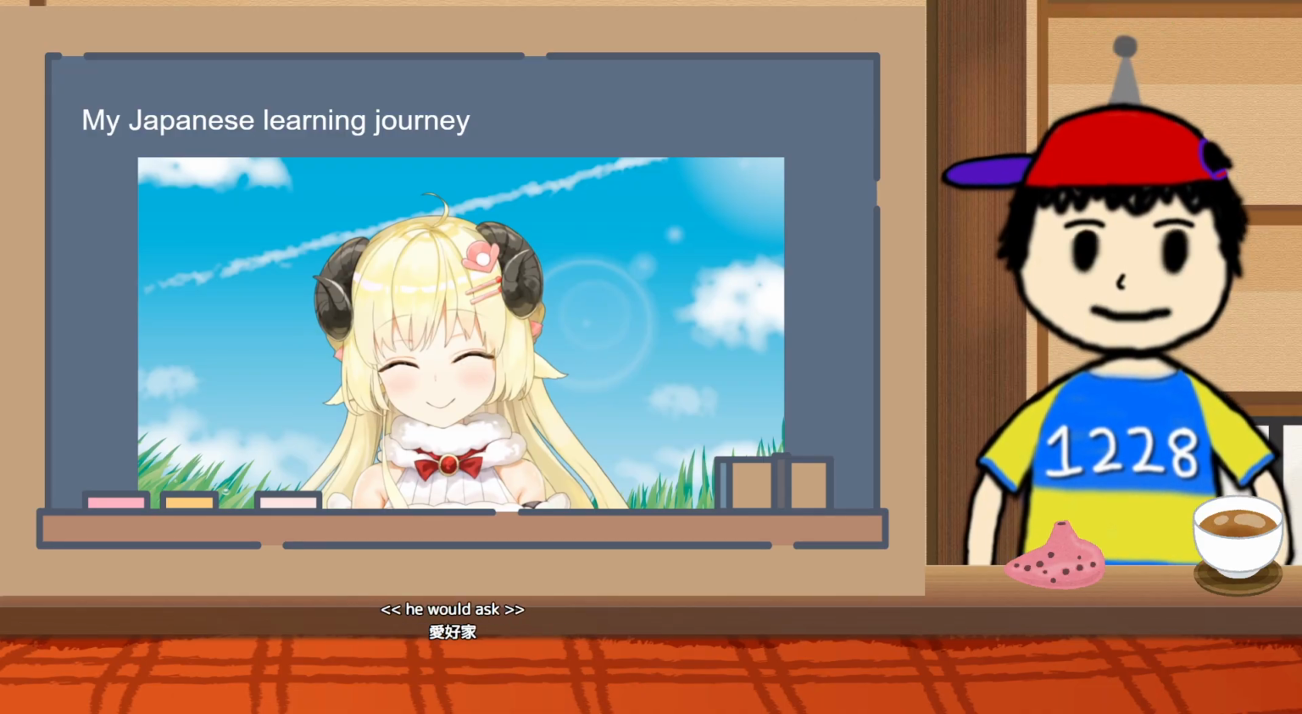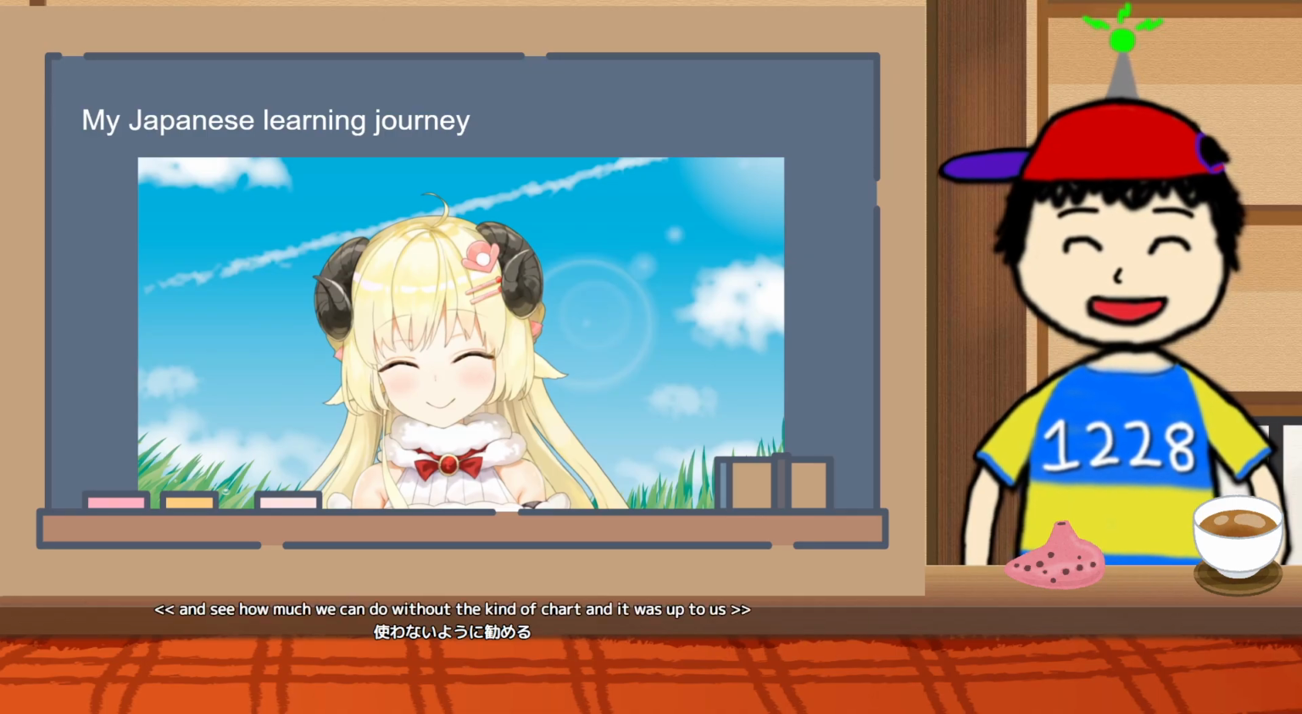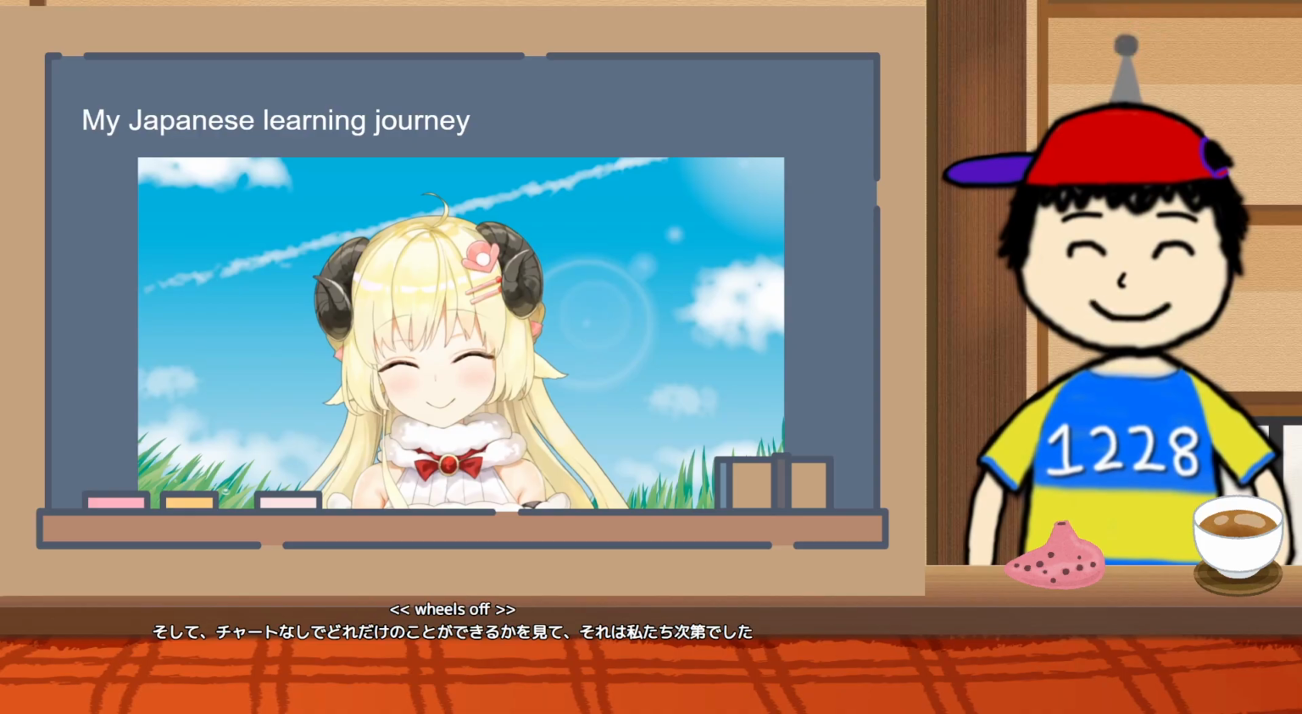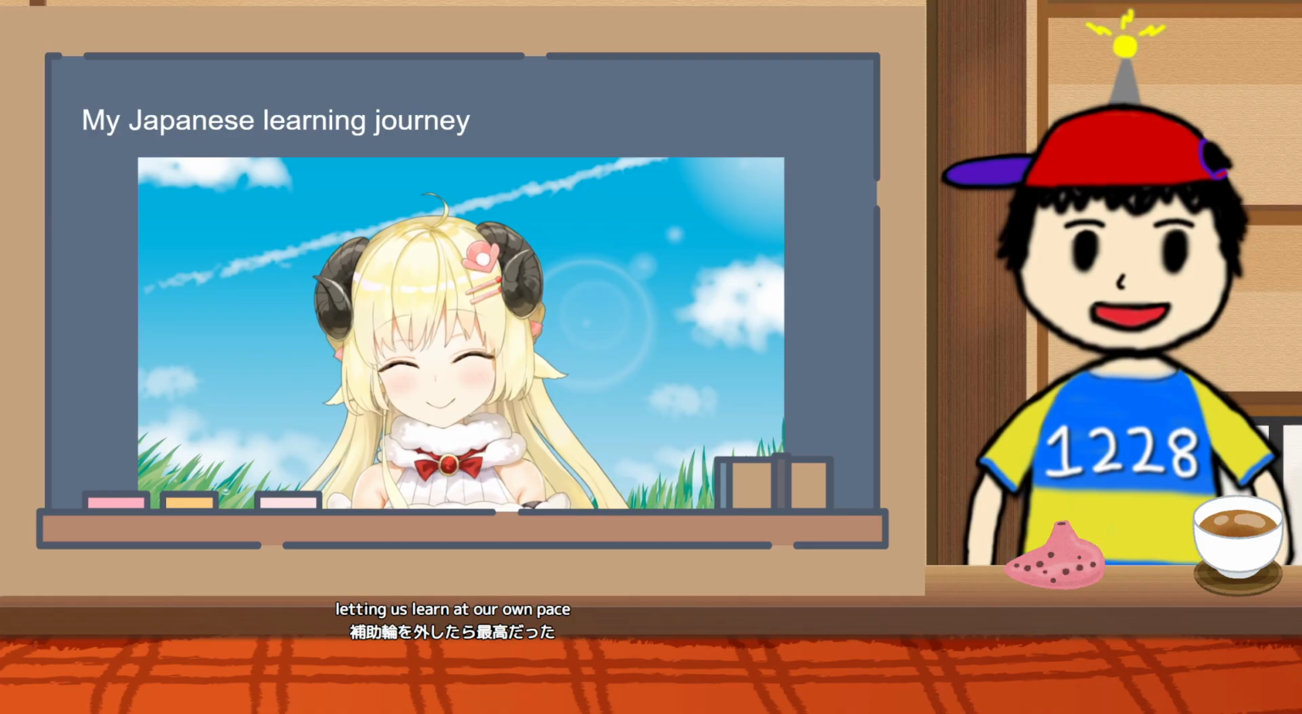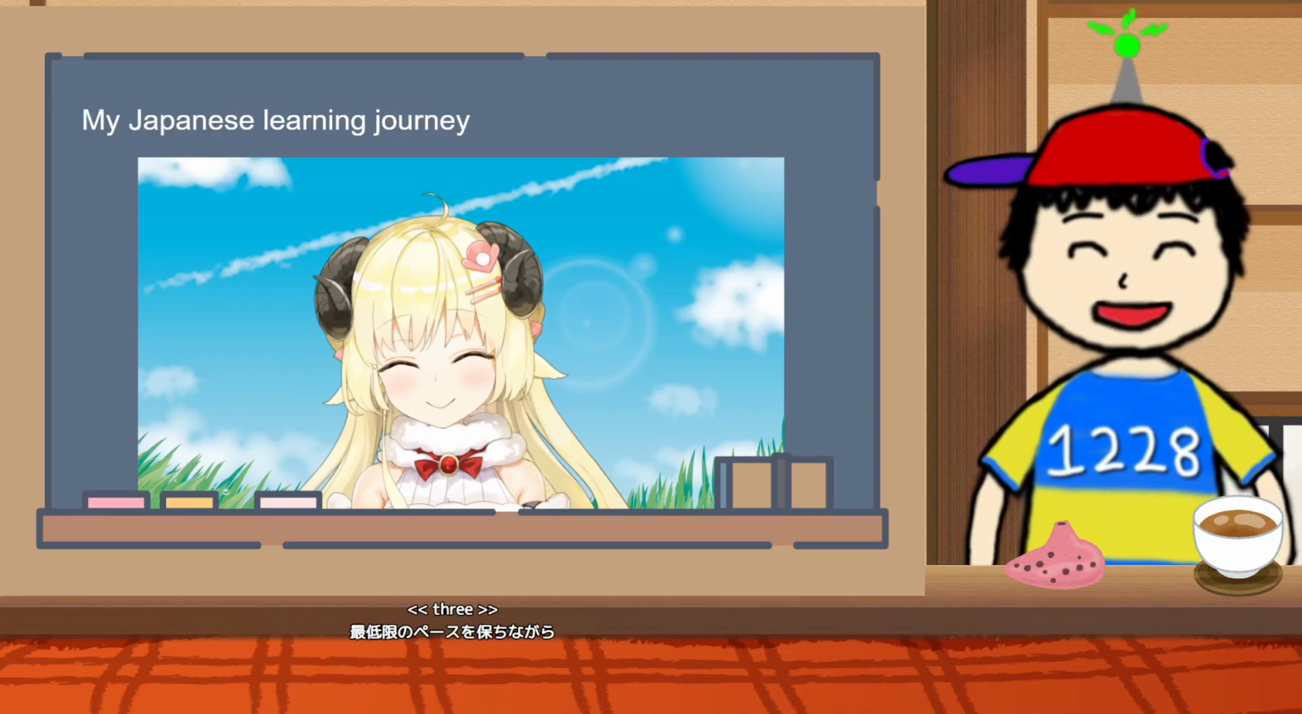And he'd give us a kana chart, and say, romanize the kana, if there's a kanji, just leave it blank. And that was good exercise, and exposure to the language, to get us started. And as the exercises progressed, he would encourage us to try not using the kana chart, and see how much we could do without it. And it was up to us to take our own training wheels off, and it was fantastic. Letting us learn at our own pace like that, while still having a minimum pace to keep up with, which was those 3 screenshots.